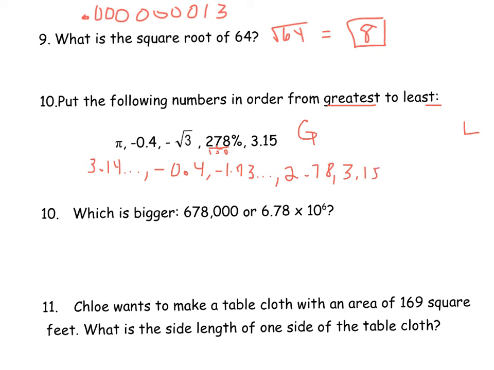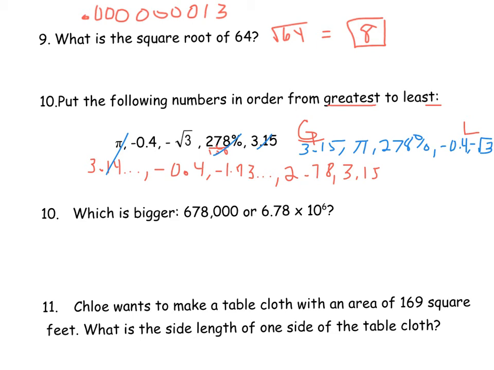Okay, so if I just look at everything here in form of money, well, $3.15 is the greatest, right? So if I look at the following in blue, 3.15 is the largest value. Next in line would be pi, according to the decimal value. The next positive value that I get there is 278%. And then the next value on the number line would be negative 0.4. And finally, the one farthest from 0 on the left side would be the negative square root of 3.